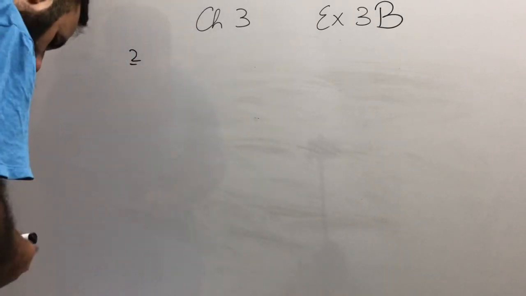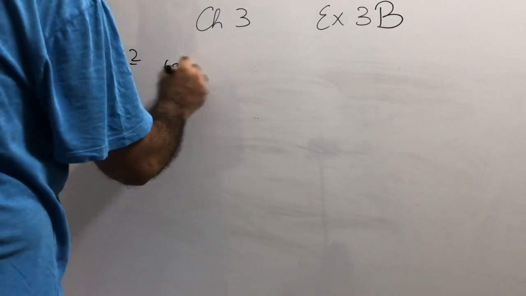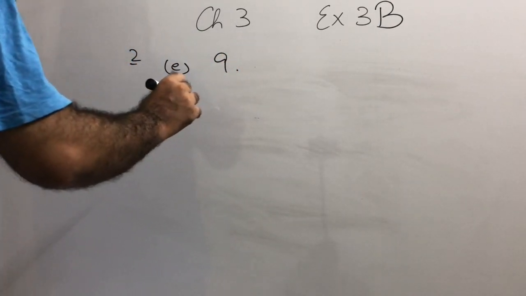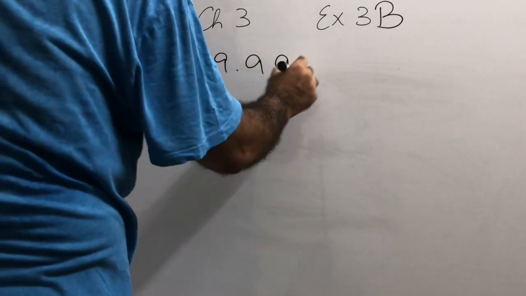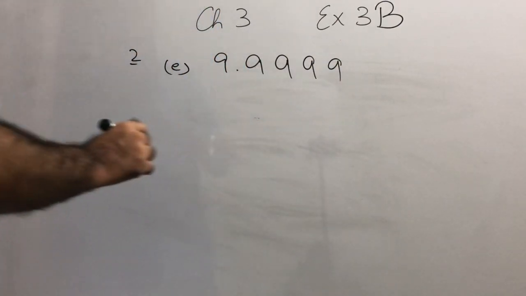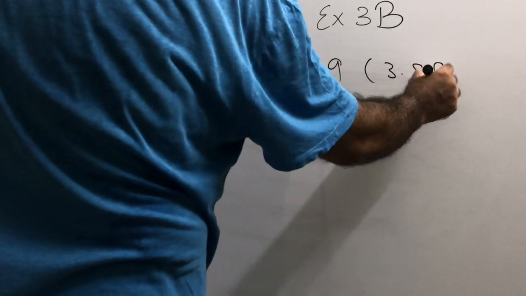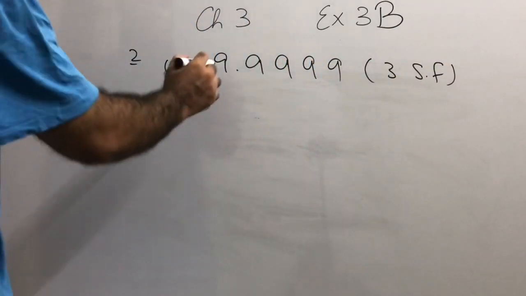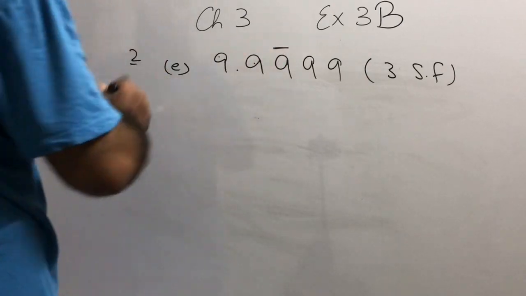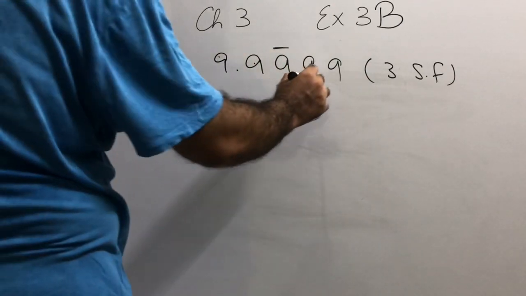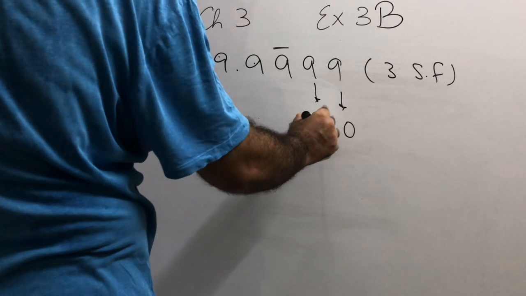Part E says 9.9999. 4 times 9, it is called tetra 9. We need it to three significant figures. Okay, 3 means 1, 2, 3. So when we round off this, this becomes 0, 0.